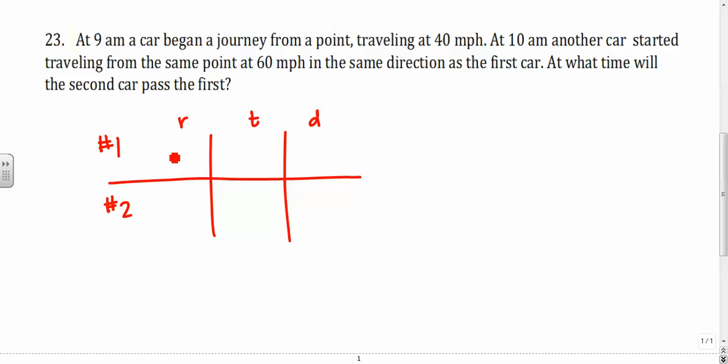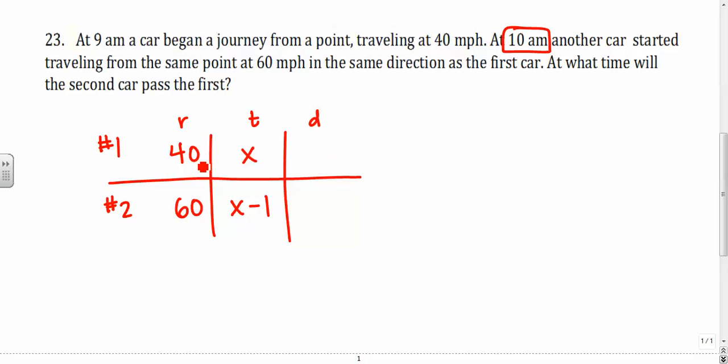The car traveled at 40 miles per hour. At 10 a.m., another car started traveling at 60 miles an hour. Okay, so I got my rates taken care of. Now, as for time, I don't know how long they're in the car. The question asks at what time will the second car pass the first, so they don't tell me how many hours. So I'm going to say that car number 1 is going for X hours, and car number 2 left 1 hour later. So that means they're in the car 1 hour less. So I'm going to put an X minus 1 for the time that car number 2 is moving.